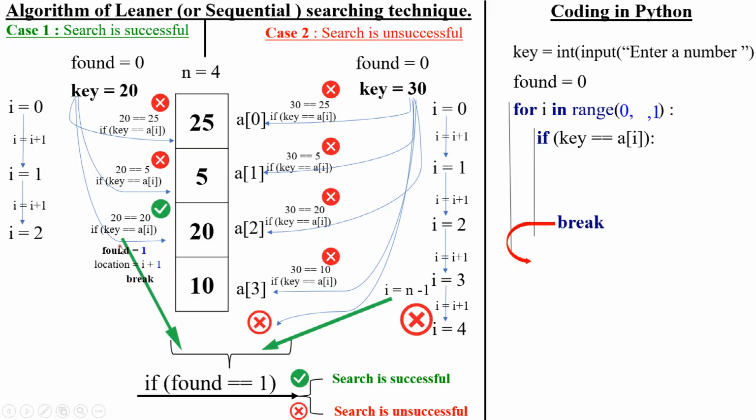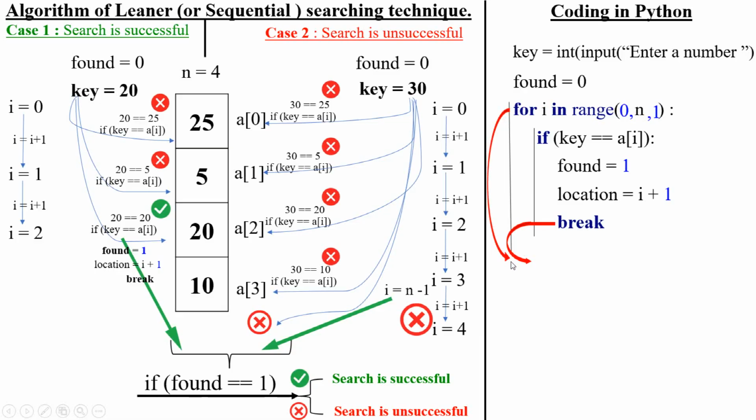Before exiting the loop, change the value of the variable found from 0 to 1. That is, found equals 1. In addition to this, the location of the searched value should be stored in another variable. That is, location equals i plus 1. If this condition is not met, we will have to continue to the last element of the array. The array contains n elements. So, we need to put n as the second argument in the for loop. After comparing the element to be searched with all the elements in the array, control automatically exits the loop.